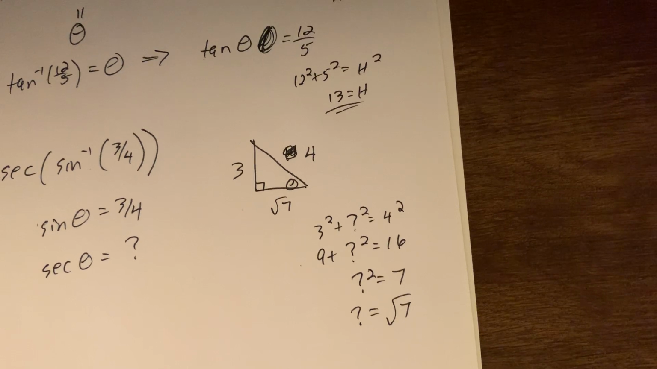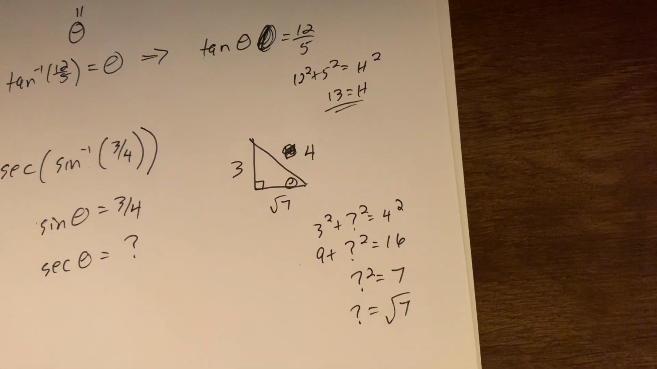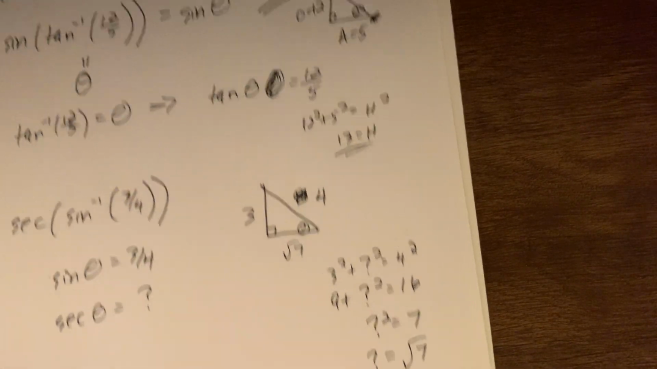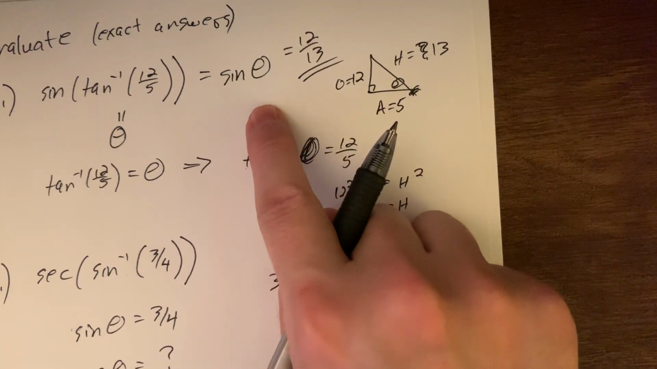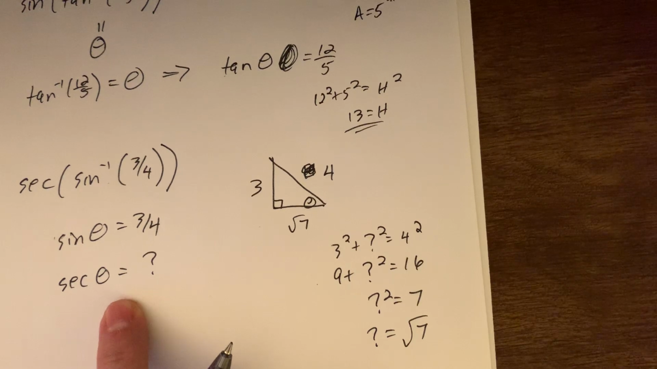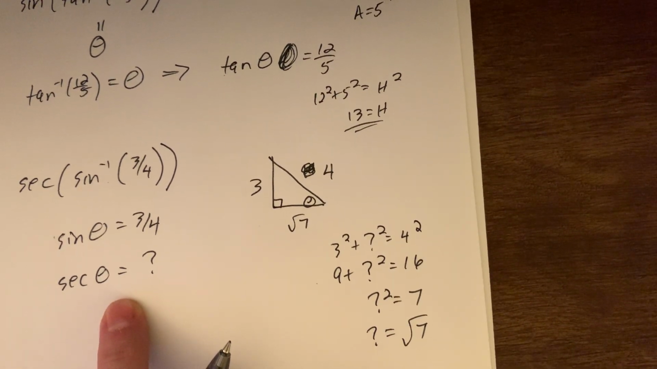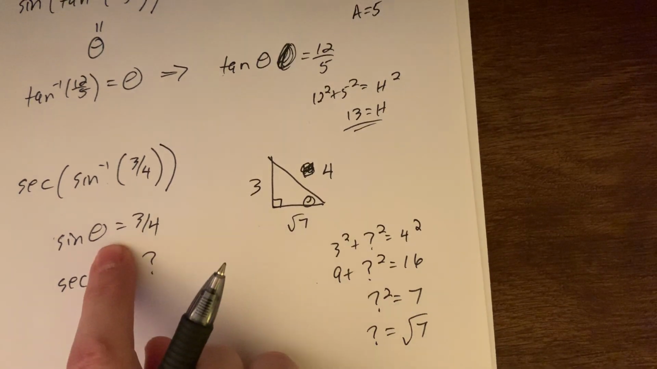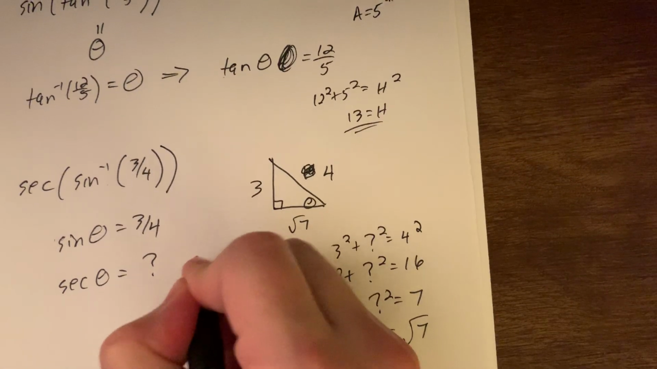And now let's finish this off. The second little aspect here, at the end, you only wanted sine. Sine is one of our primaries. Here you want secant. Well, how do we get secant? Let's find cosine first. Cosine will connect us to secant. So I started with sine. Now I can find cosine.